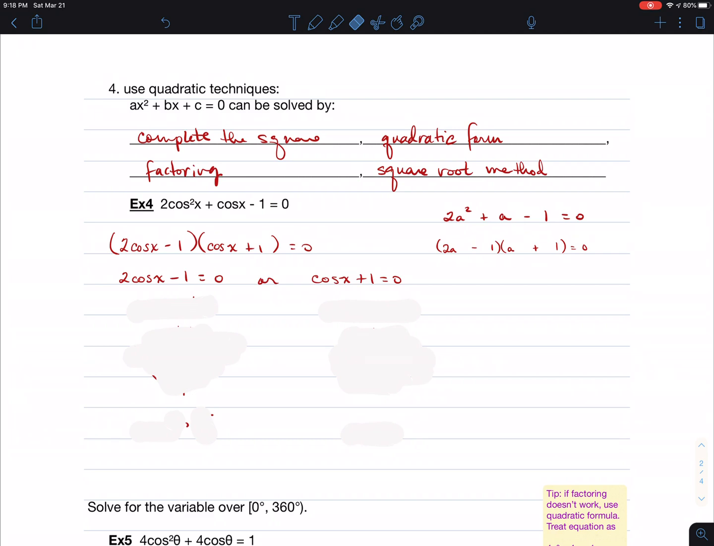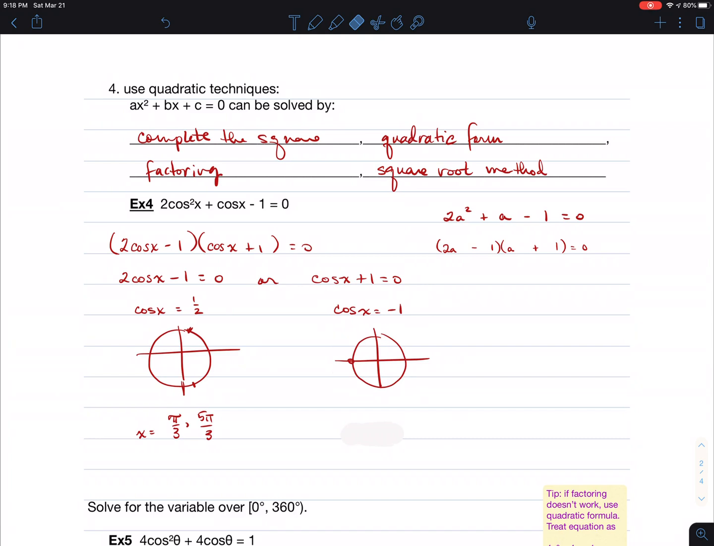So if 2 cosine minus 1 is equal to 0, all you have to do is add 1 and divide by 2. Where does that happen on the unit circle? That's going to occur at pi over 3 and at 5 pi over 3. Go back on the other side when you subtract 1 on both sides. Cosine will have a -1 value at pi. And so this particular equation has 3 solutions to it.